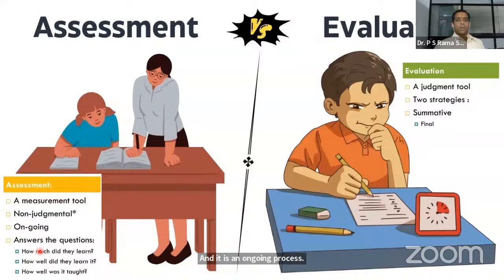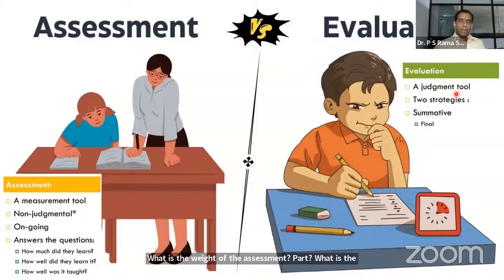So it answers the questions. What are the questions? How much did the students learn? How well did they learn? How well was it taught? The giving part and receiving part are measured using an assessment process, whereas the evaluation process is a judgment tool. So are the assessment and evaluation patterns well balanced in your curriculum to give the best learning experience? What is the weightage of the assessment part? What is the weightage of the evaluation part?